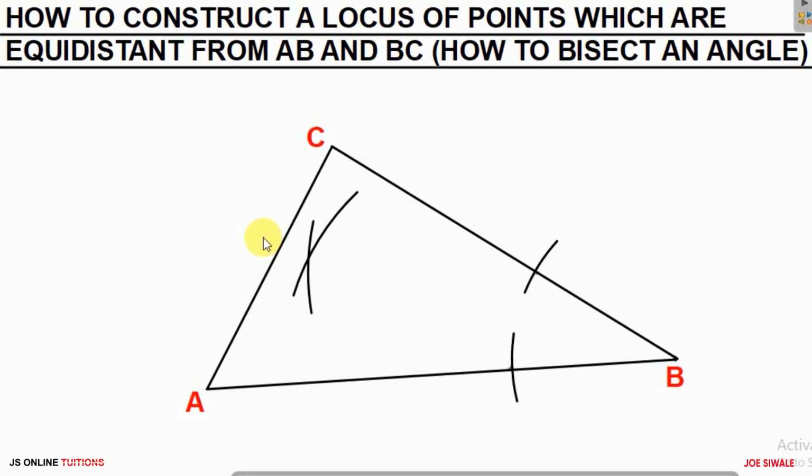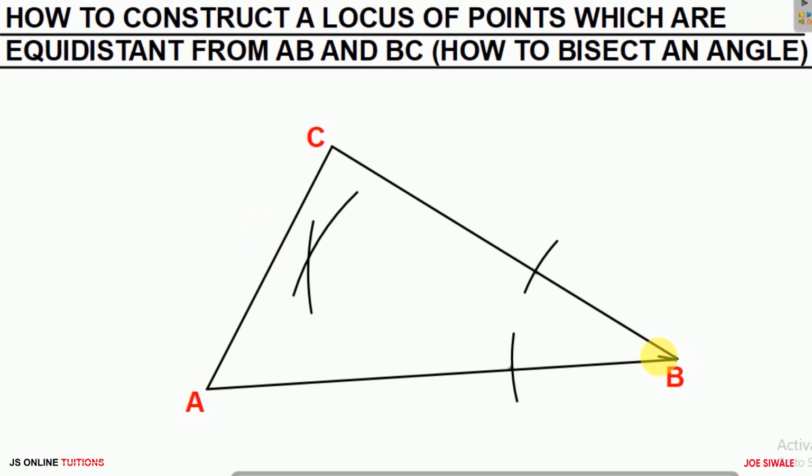After we do that, that means that we have drawn a locus of points which are equidistant from AB and BC, or we have bisected our angle at B. So let us construct that line.